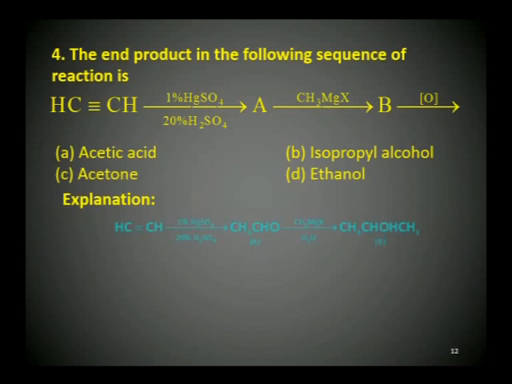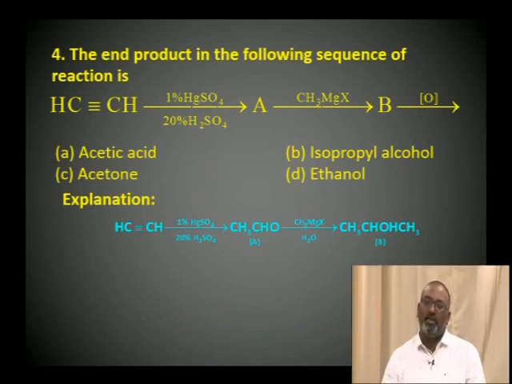Now, let us see the reaction. When acetylene is treated with 1% of HgSO4 and 20% of H2SO4, we get acetaldehyde. When acetaldehyde is treated with methyl magnesium halide followed by hydrolysis, we produce an alcohol. You can see that the alcoholic functional group is on the second carbon atom. So, the compound formed is a secondary alcohol.